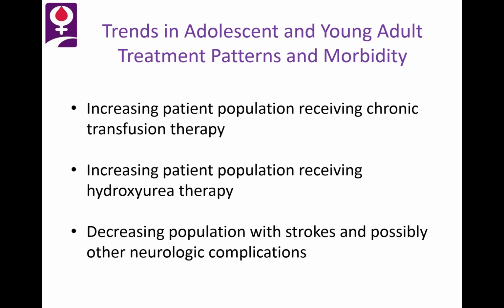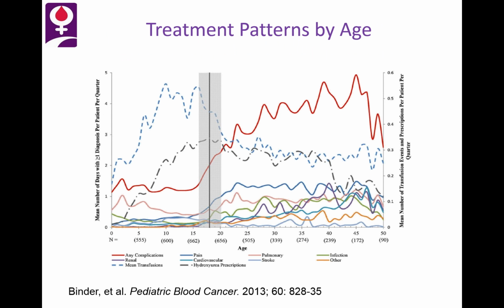We know that we have an increasing patient population that's receiving chronic transfusion therapy, which is a plus, and this is primarily for primary and secondary stroke prevention. We also know that we have an increasing patient population receiving hydroxyurea therapy and a decreasing population coming from the pediatric groups with strokes and possibly other neurologic complications. And although these are all positive, we still have this pattern that is concerning across the lifespan.